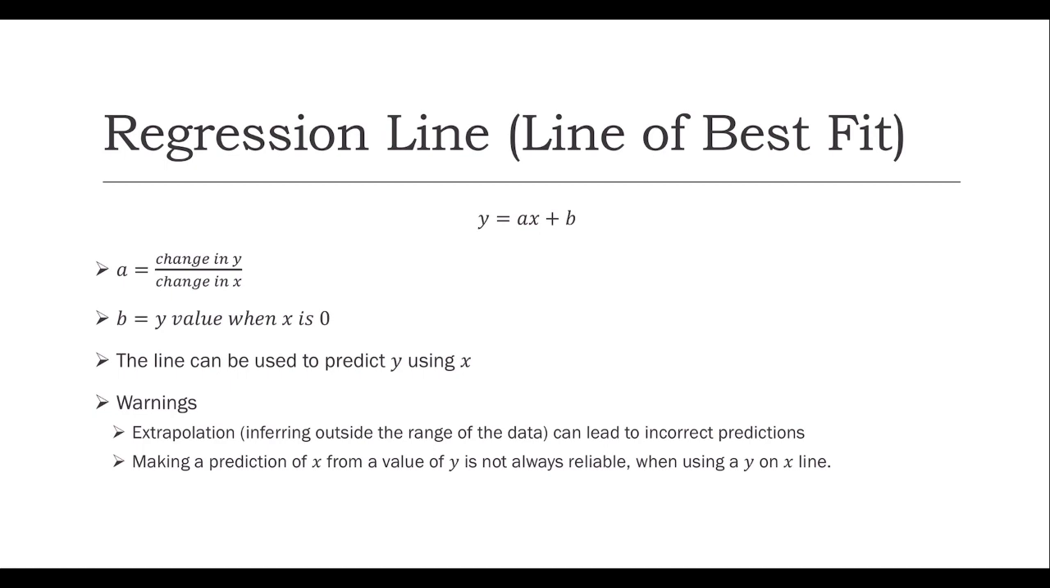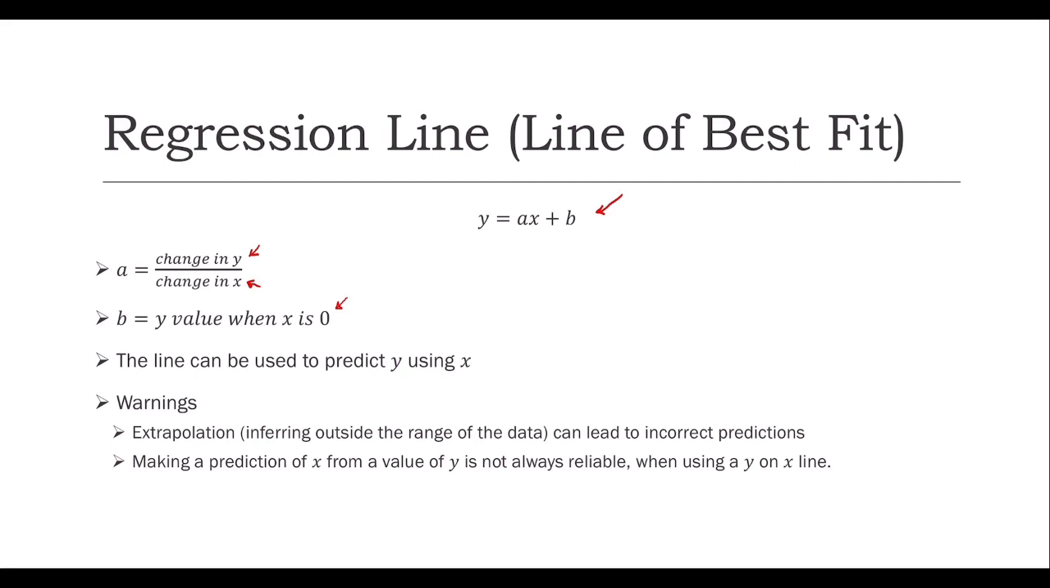So now we have our regression line or our line of best fit. This is our y equals ax plus b, where a is your change in y over change in x. So if we had our temperature versus ice cream purchases, this would be change in ice cream purchases per change in temperature. So it would be like the number of ice cream cones purchased per increase in 1 degree Celsius. Your B value is your Y value when X is 0. So if the temperature was 0 degrees Celsius, your B value would be how many ice cream cones are purchased at that temperature.